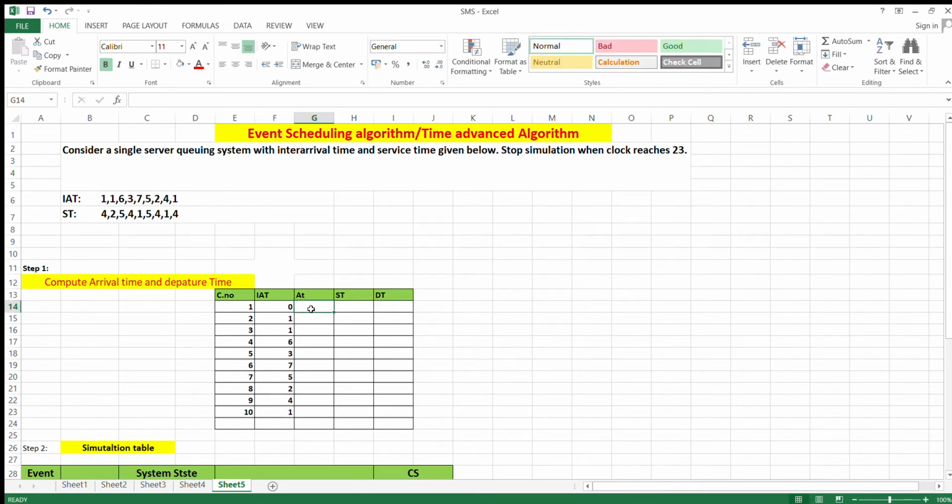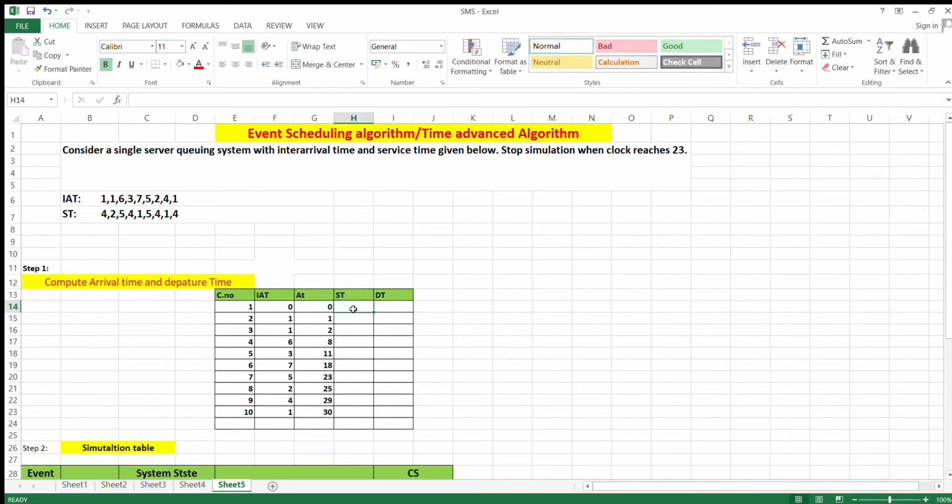Arrival time for the first customer was 0. Second customer, 0 plus 1, 1. Third customer, 1 plus 1, 2. Fourth customer, 2 plus 6, 8. Fifth customer, 8 plus 3, 11. Sixth customer, 11 plus 7, 18. Seventh customer, 18 plus 5, 23. Eighth customer, 23 plus 2, 25. Ninth customer, 25 plus 4, 29. Tenth customer, 29 plus 1, 30.